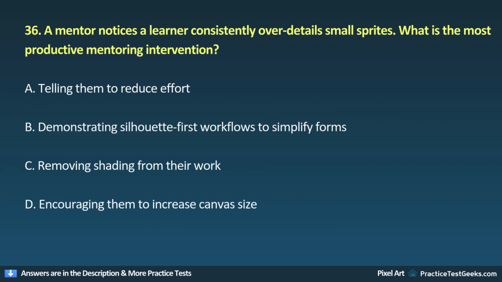36. A mentor notices a learner consistently over-details small sprites. What is the most productive mentoring intervention? A. Telling them to reduce effort. B. Demonstrating silhouette-first workflows to simplify forms. C. Removing shading from their work. D. Encouraging them to increase canvas size.